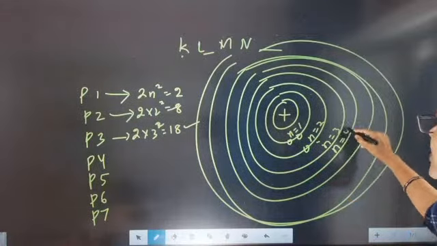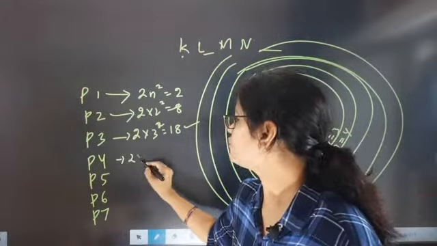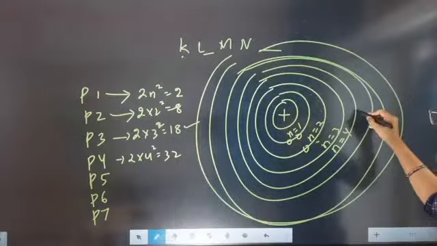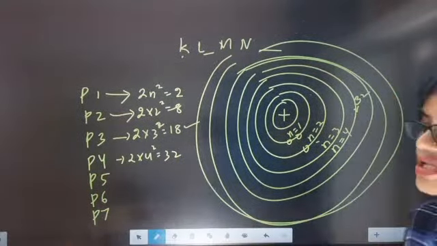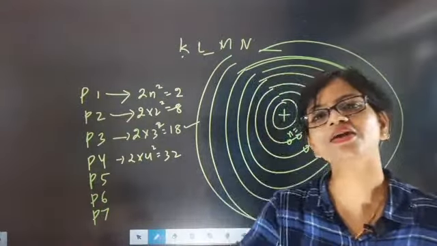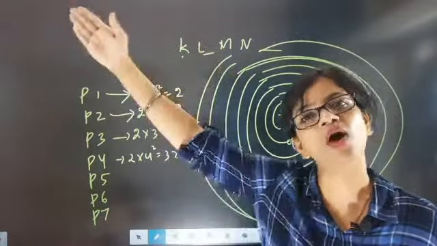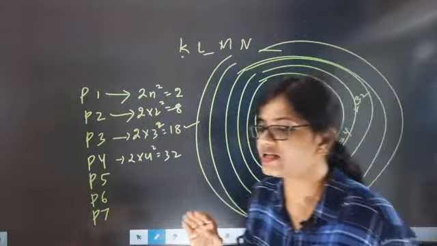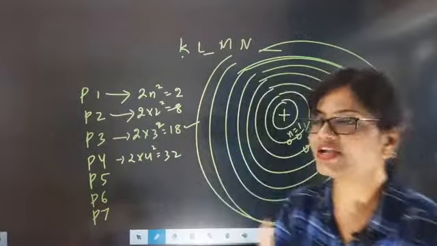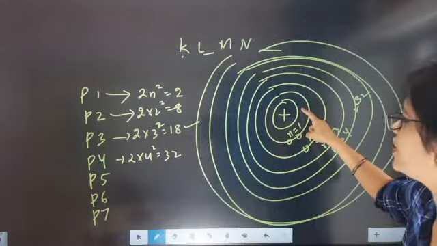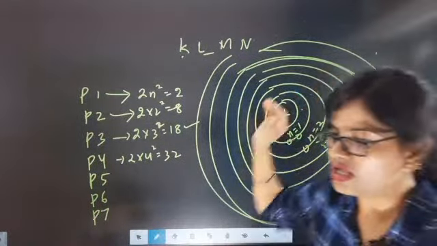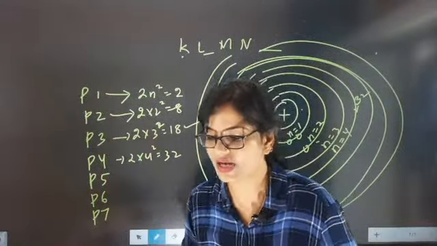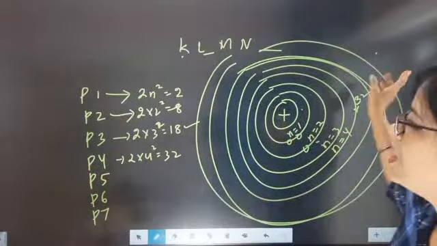Fourth orbit, n will be equal to 4. So 2 into 4 square, 4 fours are 16, 16 twos are 32. So the next orbit has the capacity to hold 32 electrons, and that is what we are saying, that we are moving from lower energy level to higher energy level. The change in the orbit is exactly a change from lower energy level to higher energy level. The more you go away, the higher the energy level. Quickly tell me, everyone understood lower energy level, higher energy level?